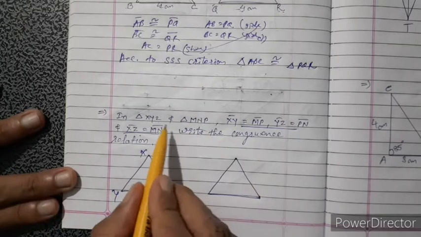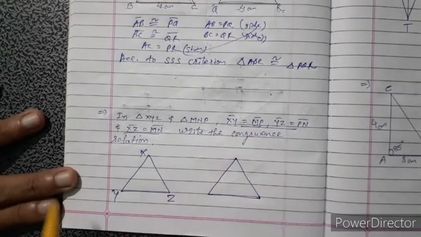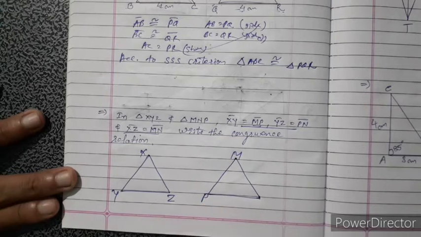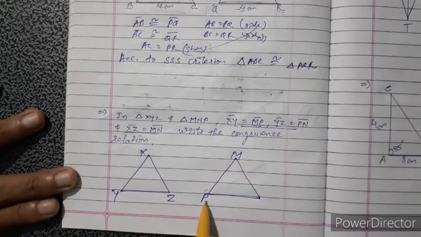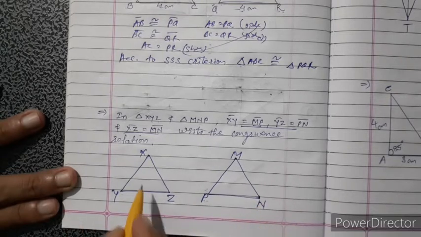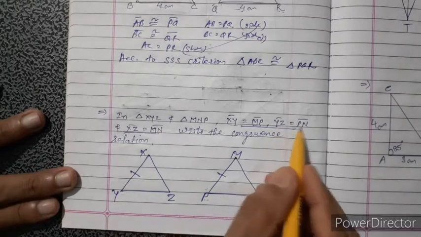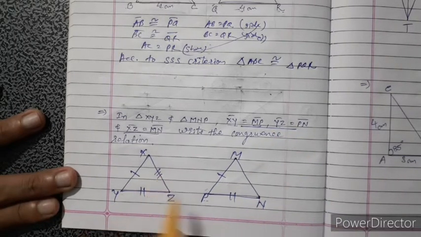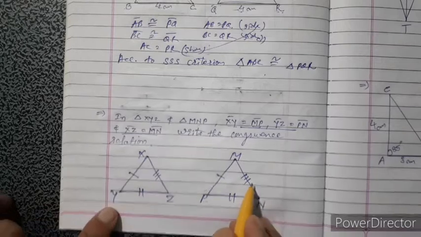Now look here. XYZ. In that, XY and MP are equal. YZ equal to PN. So XY and MP are equal, then YZ and PN are equal, and XZ and MN are equal. So three sides are equal.